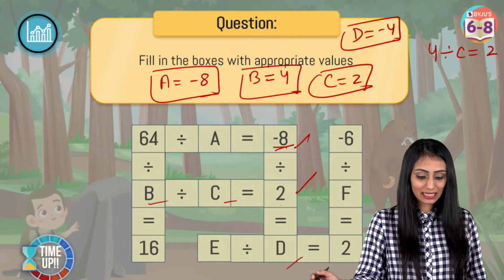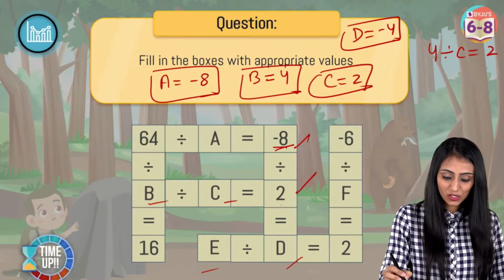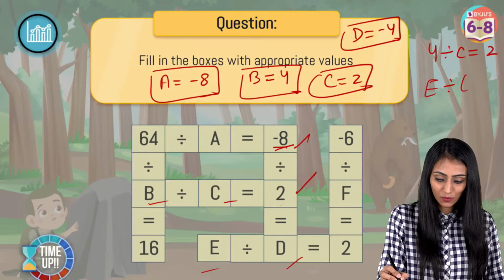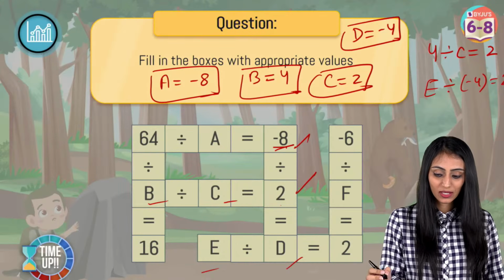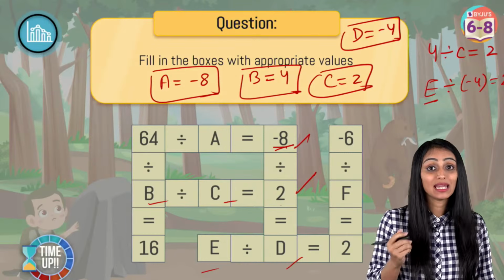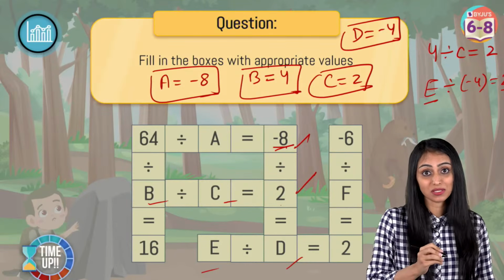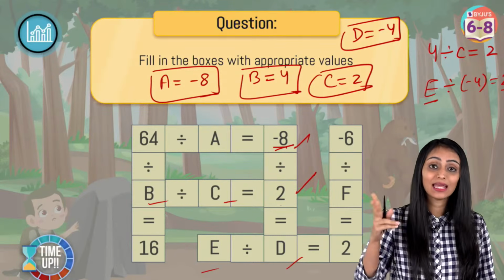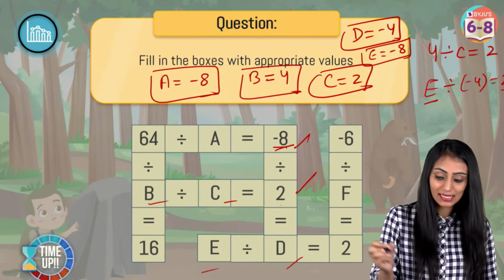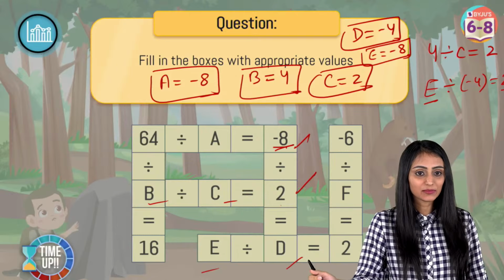Talking about E, E divided by D gives me 2. We don't know what E is, but D is minus 4. That gives me 2. So definitely I know that it's going to be 8, but it will be negative 8. Why? Because the result is positive. When signs are same, only then I can get a positive result. So E in this case is going to be minus 8, right?